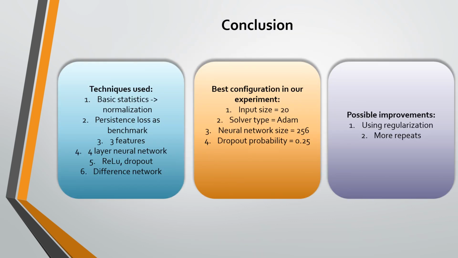In conclusion, the techniques used are normalization, persistent loss as benchmark, 3 features, windowing, 4-layer neural networks, ReLU saturator, dropout, and difference network. The best configuration in our experiments are input size of 20, solver type Adam, neural network size of 256, and dropout probability of 0.25. Some of the possible improvements are using regularization and more repeats on the board.